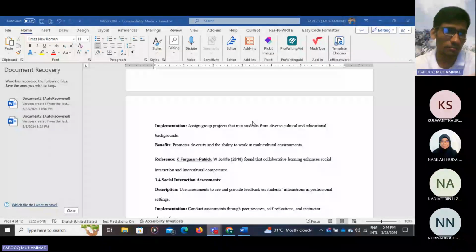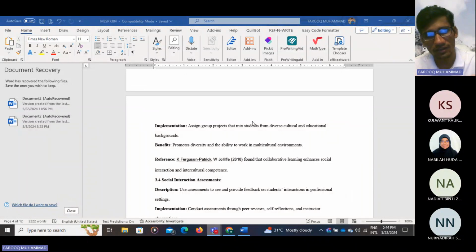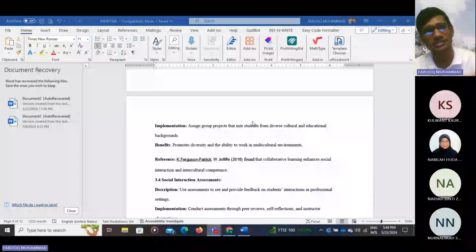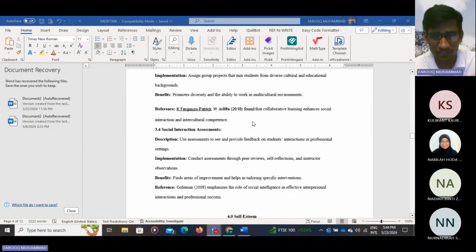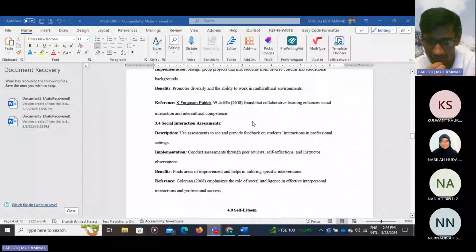But they have different kinds of backgrounds, so their tones are very difficult to understand for each other. They are pronouncing words accurately, but their styles are different, so you can check how business students at an international level communicate and how they understand the person before them. So here I use the reference K. Ferguson and Patrick W.